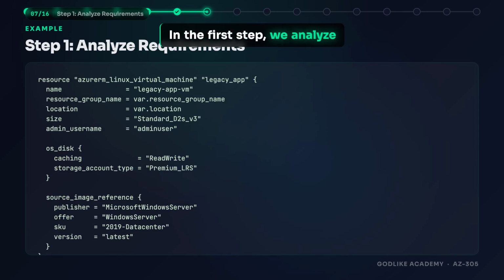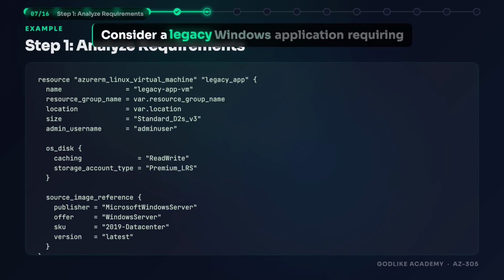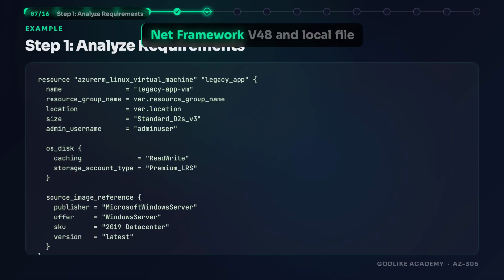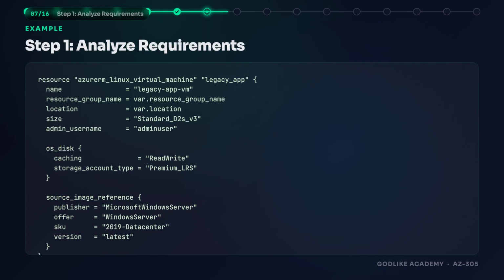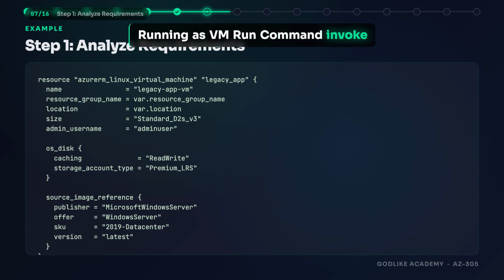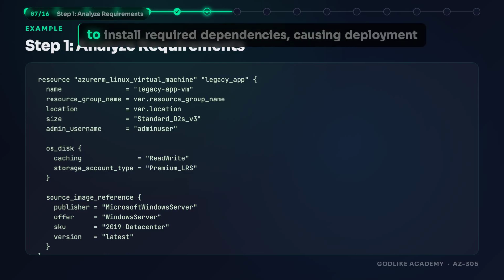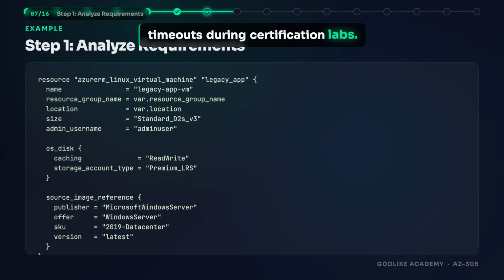In the first step, we analyze requirements. Consider a legacy Windows application requiring .NET Framework v4.8 and local file system access. The code here defines a Linux virtual machine in Terraform. Notice the explicit AMI reference and instance type. This configuration demands that you manage the OS patches and updates yourself, which is exactly what the requirement analysis dictated. Running az vm run-command invoke manually will fail if you forget to install required dependencies, causing deployment timeouts during certification labs.